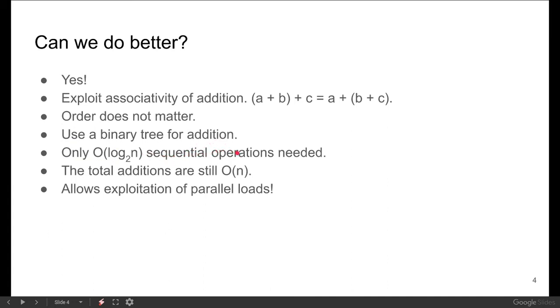Now this is a huge improvement over n, because as the n increases, I only have to pay the cost in a logarithmic scale. Also, note that the total additions which I am performing is still order of n, because at the end I have to do the same amount of work. The only thing that I am doing is scheduling it in such a way that I can do more work in parallel. Also, this approach allows us to do more efficient exploitation of parallel load operations when available.